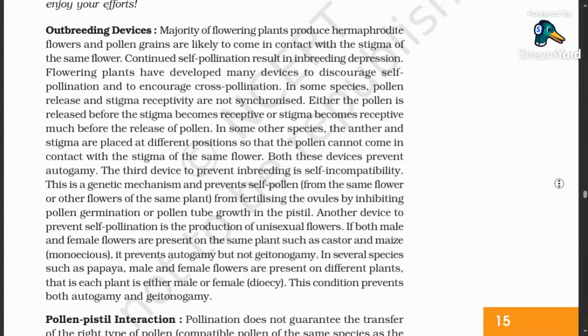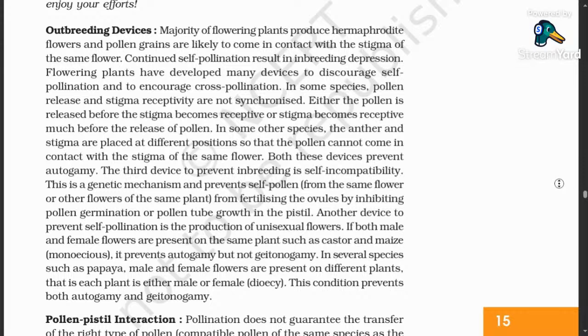In some other species, the anther and the stigma are placed at different positions so that the pollen cannot come in contact with the stigma of the same flower. Both these devices prevent autogamy. The third device to prevent inbreeding is self-incompatibility. This is a genetic mechanism and prevents self-pollination from fertilizing the ovules, from the same flower or other flowers of the same plant, by inhibiting pollen germination or pollen tube growth in the pistil.